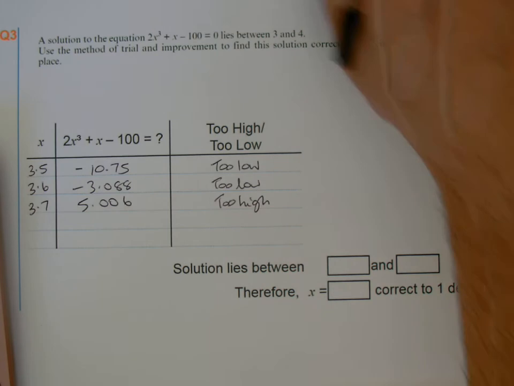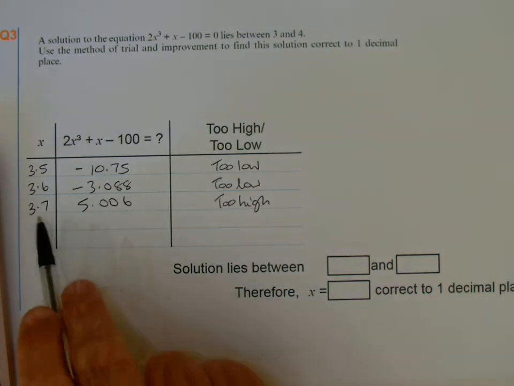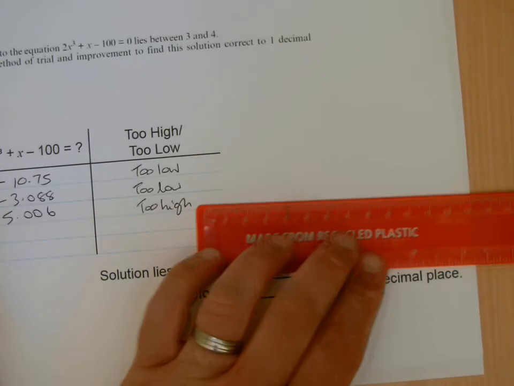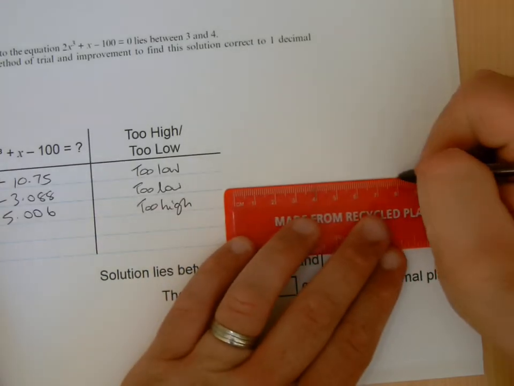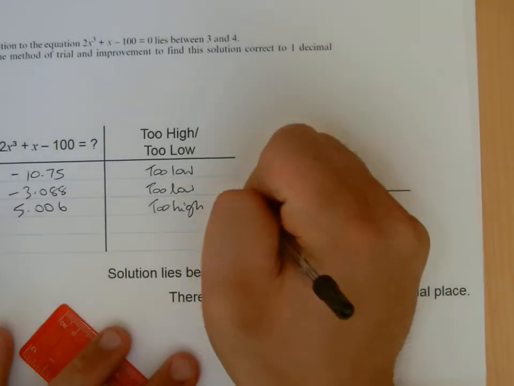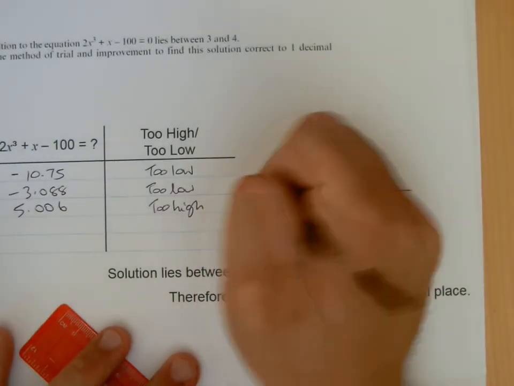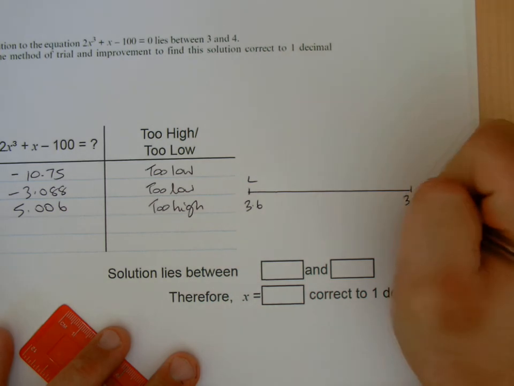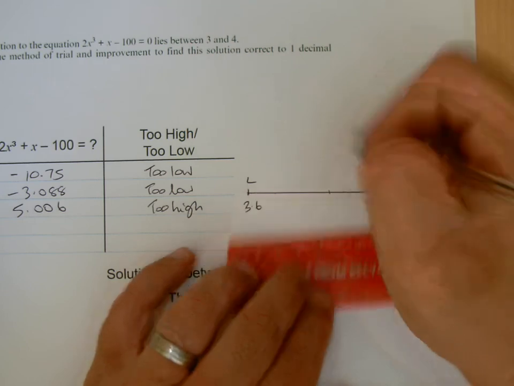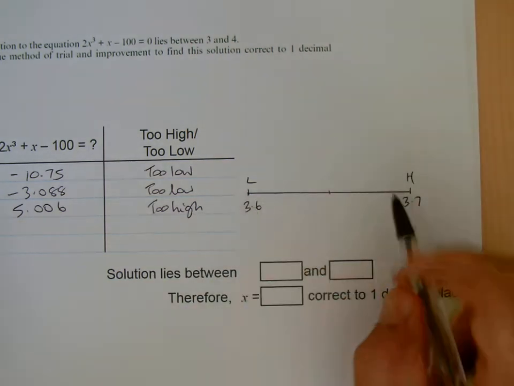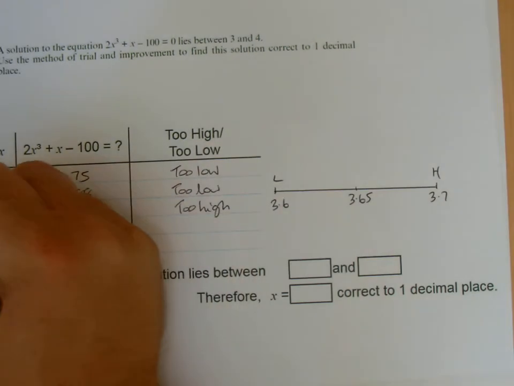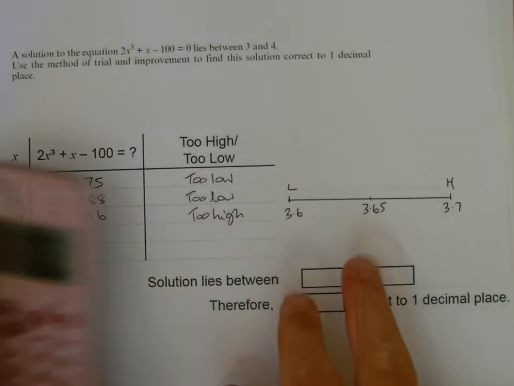But we can see now 3.6 is producing an answer which is too low, 3.7 too high. So by the side here, I sort of draw this number line just to confirm things in my head, just to see things. So 3.6 is too low, 3.7 is too high. What you need to do is go in the middle. So between 3.6 and 3.7, in the middle is 3.65. Let's type that into our calculator.